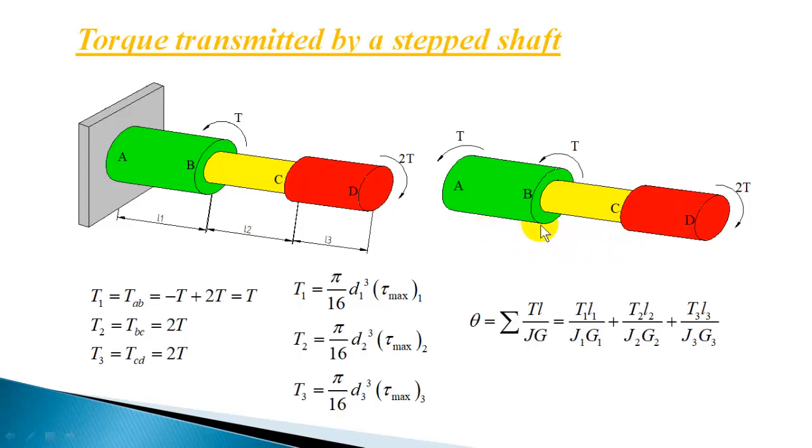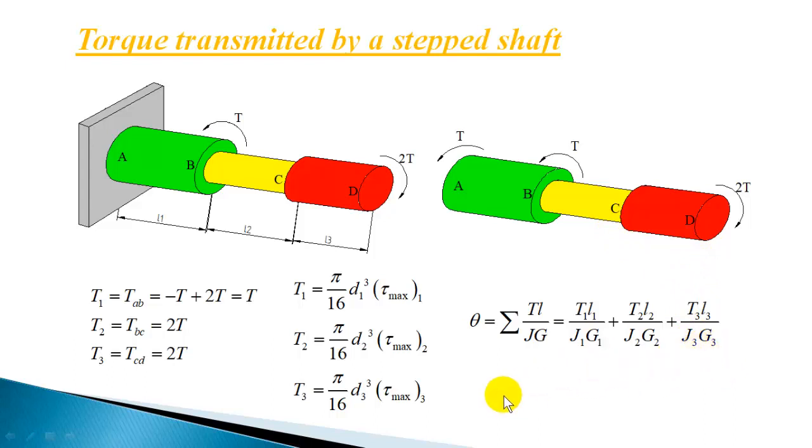Now we can sum up the angular twist of each section, and summing up all three sections you will get the resultant angular twist of the free end with respect to the other. So this represents the angular twist in the section AB, the second term is the angular twist in the section BC, and finally you will get the angular twist in the section CD.